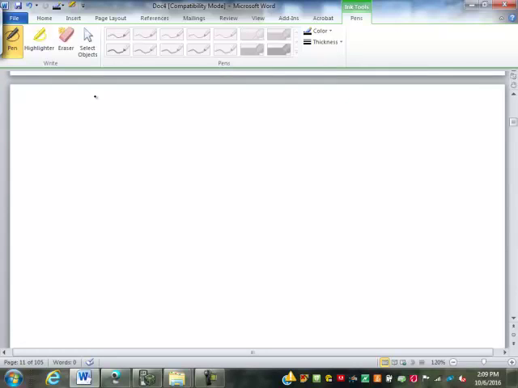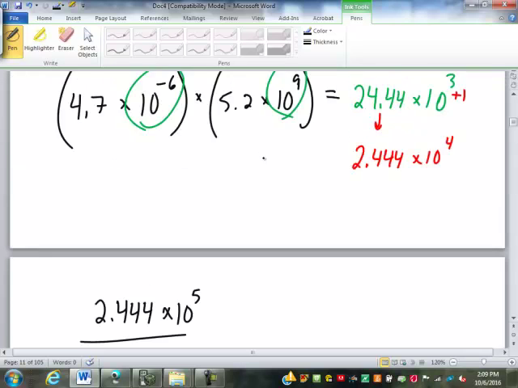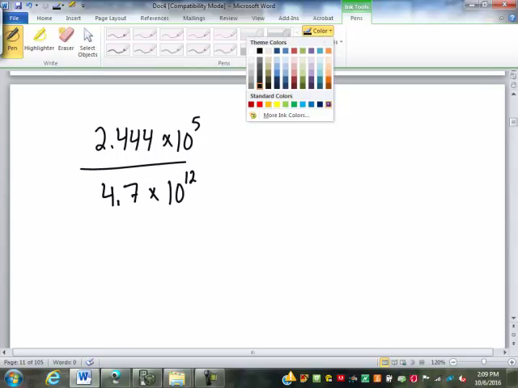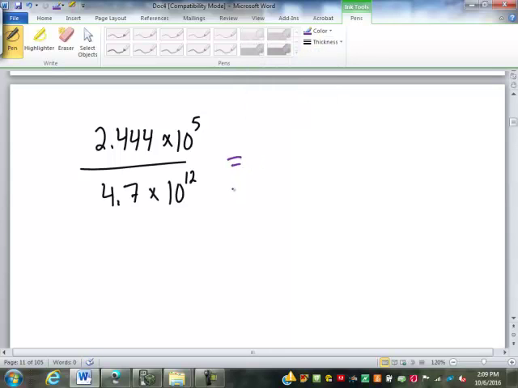Let's look at, what if we have division? So I might have something like 2.444 times 10 to the 5th divided by 4.7 times 10 to the 12th. Well, 2.444 divided by 4.7. I'm going to divide the counts. What do I get there? I get 0.52.